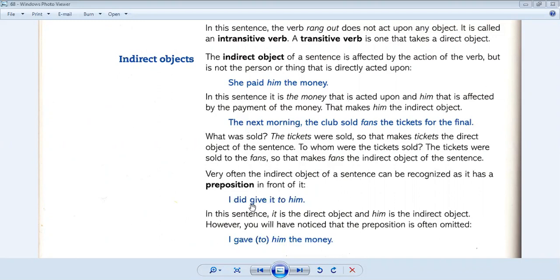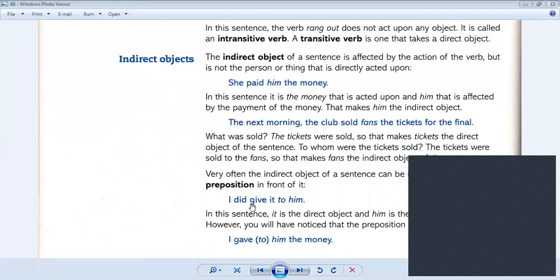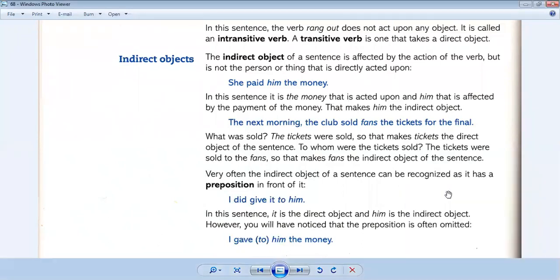It, to him. So usually I'll put what after give. I did give what? It. So it is the direct object. To him. To him is what? The indirect object. Yes. That is very simple.